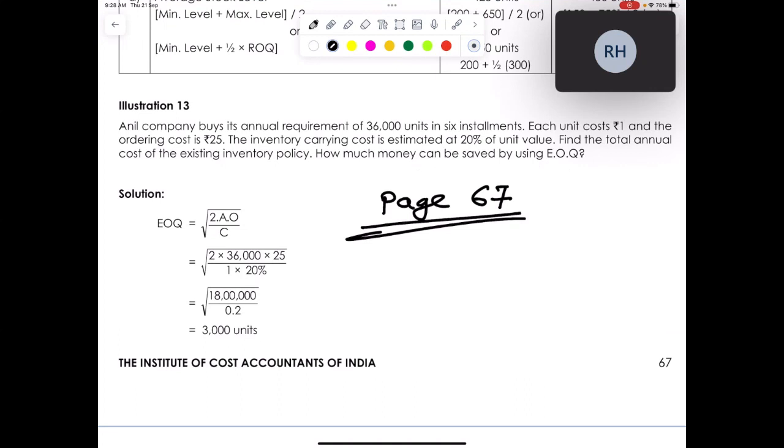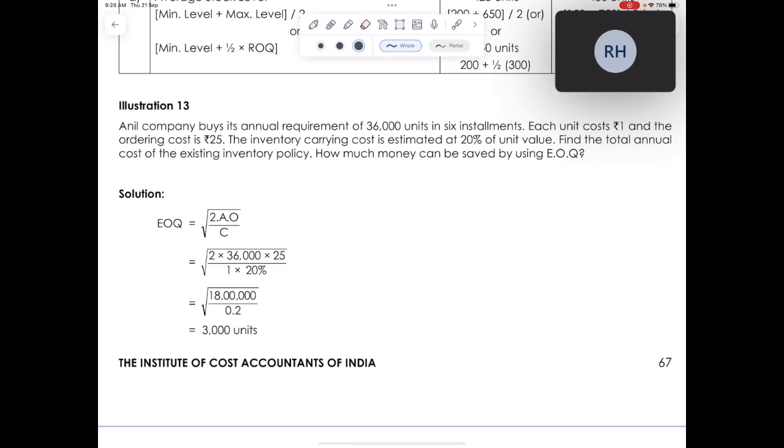Okay, now listen very carefully. A super question available in our study material. This is the LDR question. You must consider this question in last day revision. A very good question. Please listen very carefully. Anil company buys its annual requirement of 36,000 units in 6 installments. Please read out this line once again.